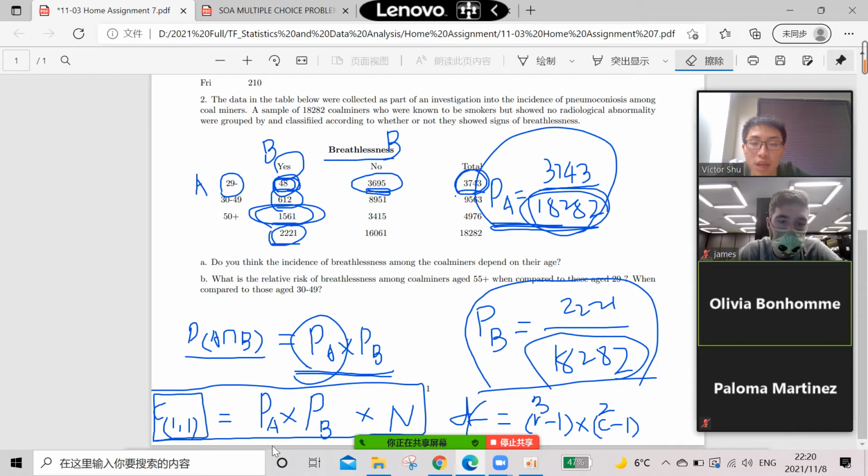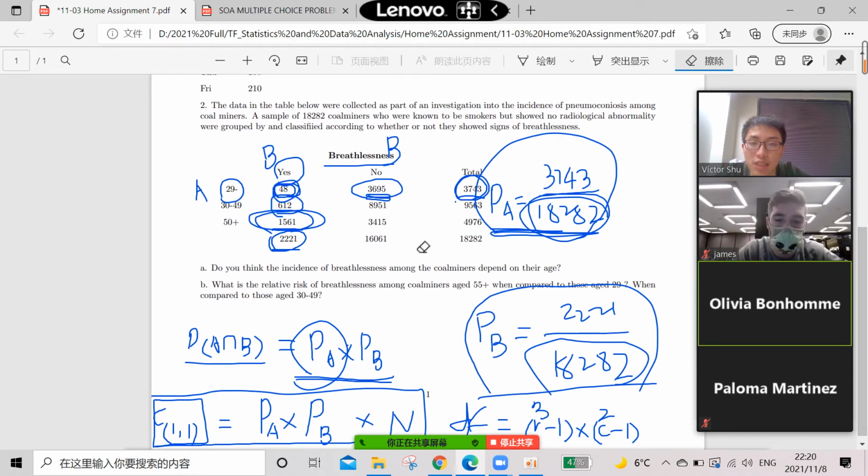I said this number, the column 1, row 1, would probably be very different from 48, right? But what is our test statistics? It's a chi-square test, and I think James maybe knows that formula because that's also used in the first question.